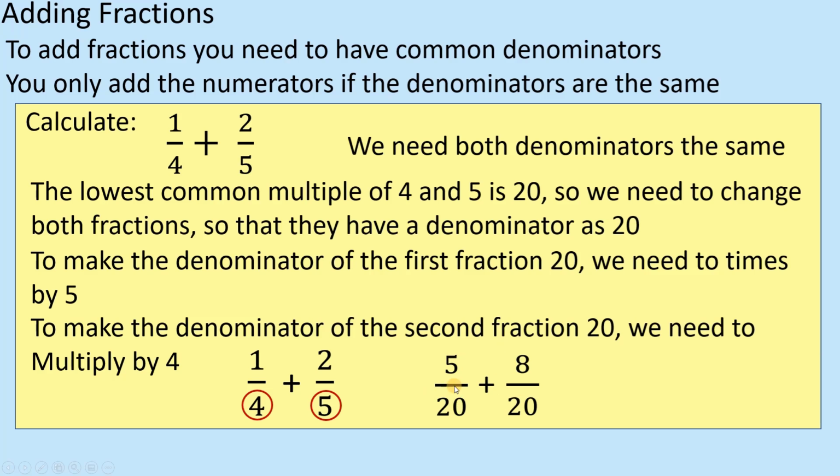So this is still a quarter, and this is 2/5, but now with the same denominators. Now we can add. When you add fractions, as long as these two are the same, I just add the top two and keep the denominator the same. So I've got 13/20, and that is my answer. I should see whether or not it simplifies, but it doesn't. So therefore I've finished.